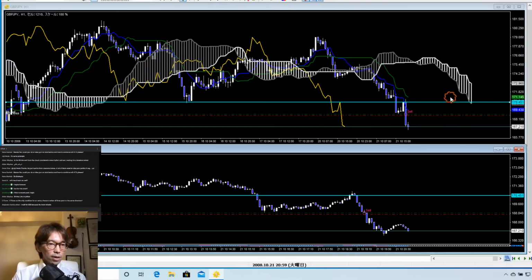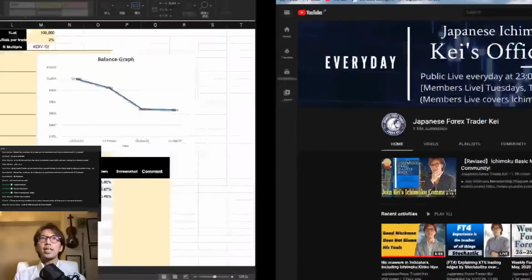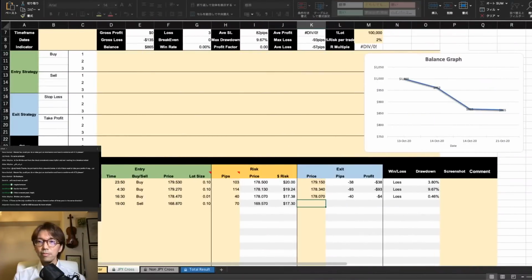So the only condition for an entry chance is when all the lines are pointing in the same direction. So yeah, it's exactly what I say on this KTS here. So yeah, hold on, where is it?